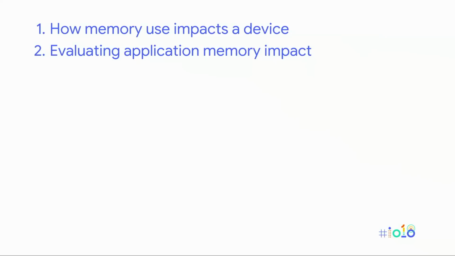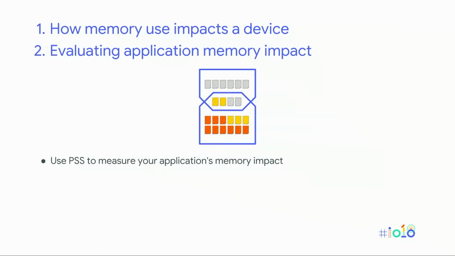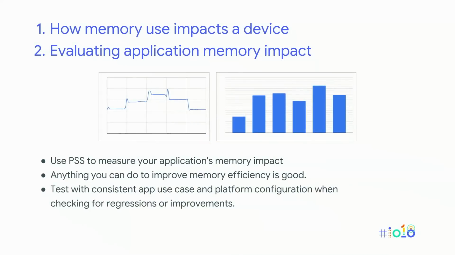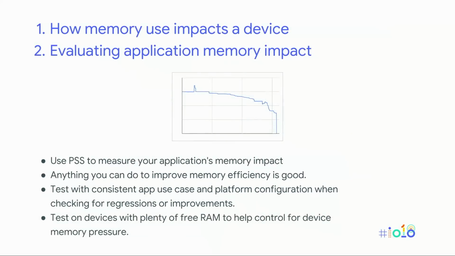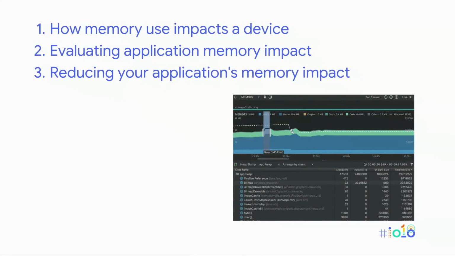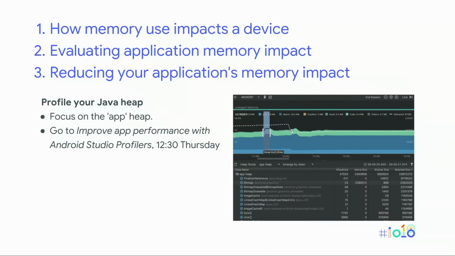To evaluate your application's memory impact, use PSS. Anything you can do to improve your memory efficiency is good. When you're testing for memory regressions or optimizations, make sure you're targeting the application use case you care about and controlling for the platform configuration. Test on a device that has plenty of free RAM to help control for device memory pressure. And to reduce your application's memory use, do try out Android Studio's memory profiler. Focus on the app heap.